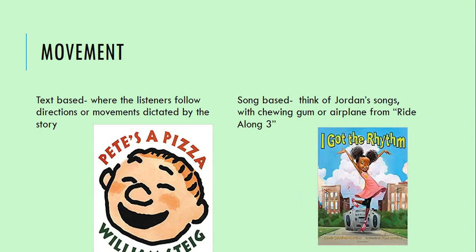Here we go. Okay, so things with movement. Your text can provide the guidance as far as the movement, where the listeners follow directions. So in Pizza, which is hard to say, there are directions for how to make a pizza with your child. And so that would be a neat one to do in a toddler story time, where it says, oh, well, you have to knead the dough.